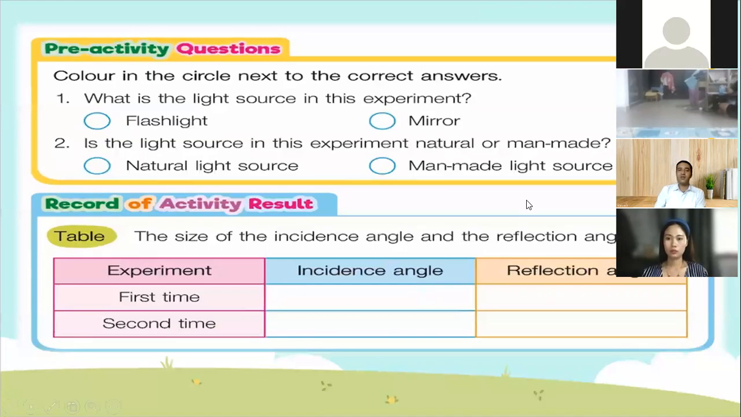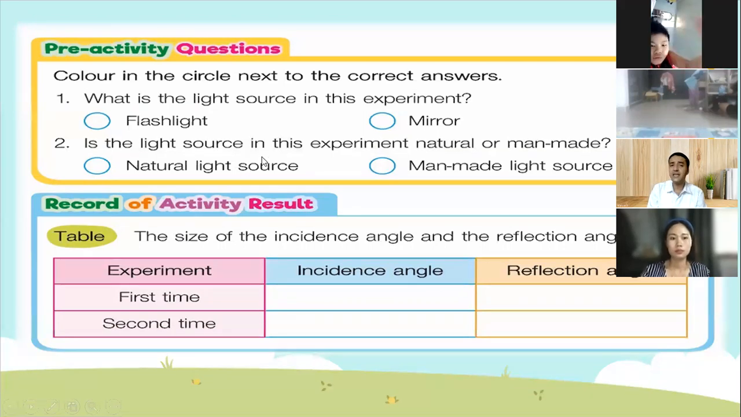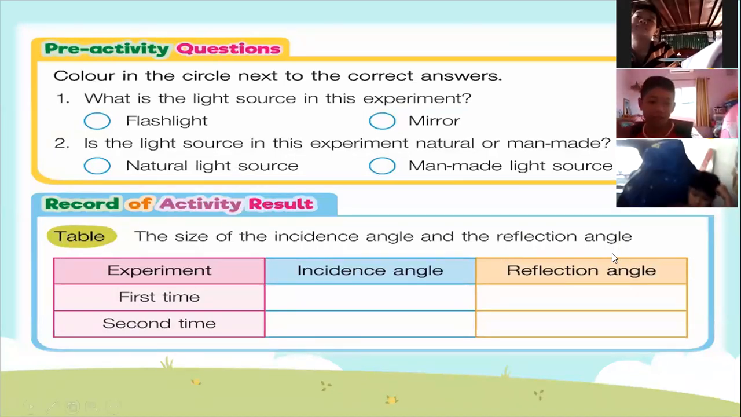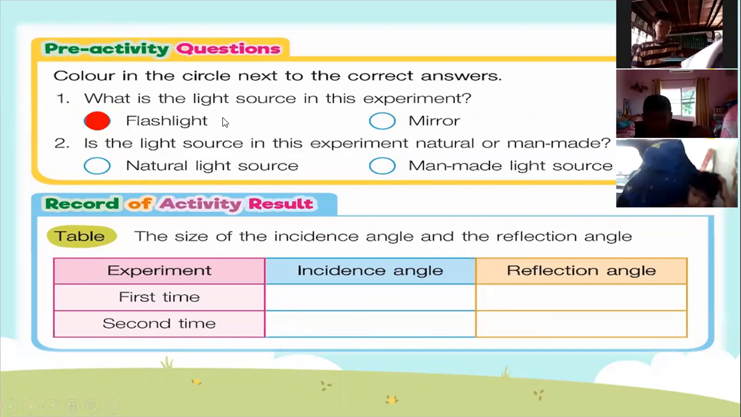All right, so here we have some of the pre-activity questions. What is the light source in the experiment? Students, what was the light source we used in this experiment? Is it a flashlight or a mirror? Flashlight. Exactly, flashlight. It was the source of light which we used in this experiment.